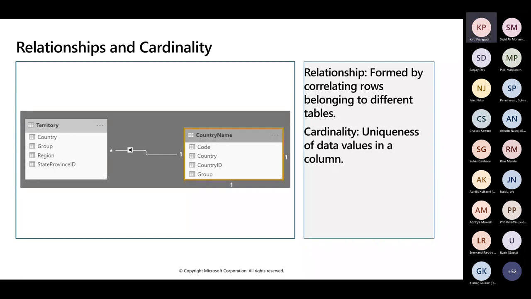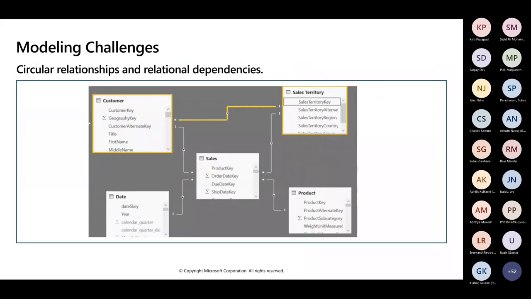Then we have model challenges. This is the most important thing: modeling data is about establishing and maintaining relationships so that you can effectively visualize the data in the form that your business requires, right? So you can model the data in a way where your business requires that, okay, this visualization should be there, so we can understand what type of data we are looking for.